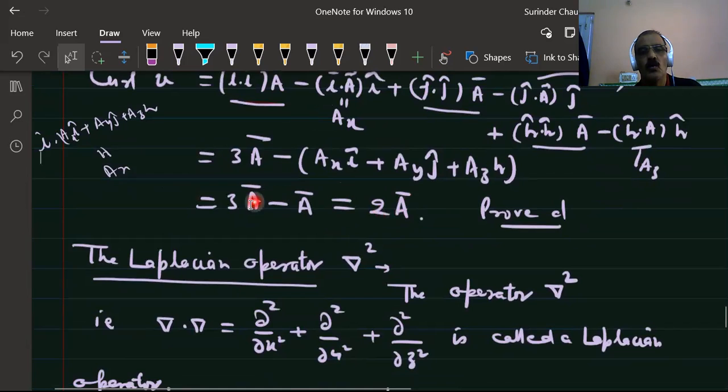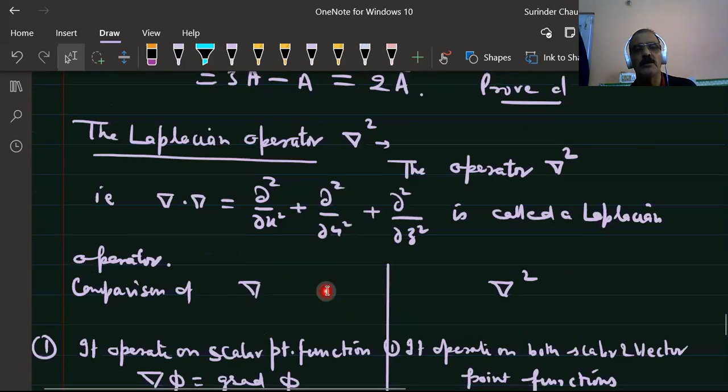Now, what is del square? Del square is del dot del. Del means i ∂/∂x plus j ∂/∂y plus k ∂/∂z, dotted with itself. The product of i and j is zero, otherwise one. Therefore, del square is equal to the second partial derivative with respect to x, plus second with respect to y, plus second with respect to z. This is called the Laplacian.